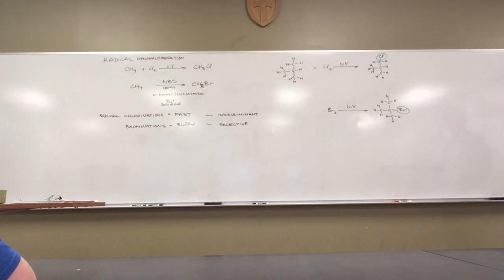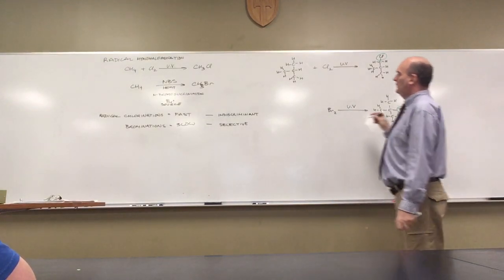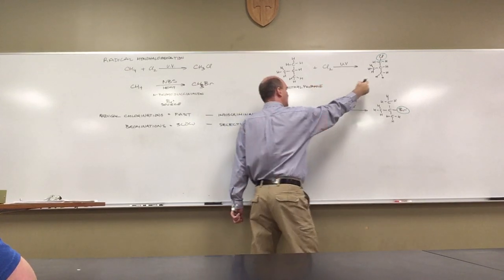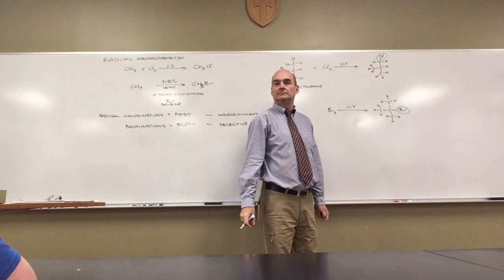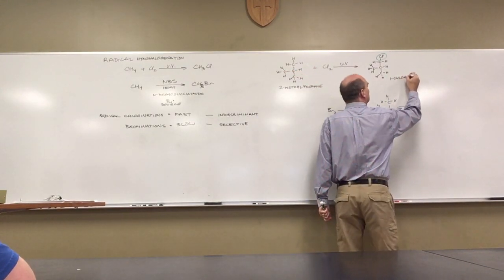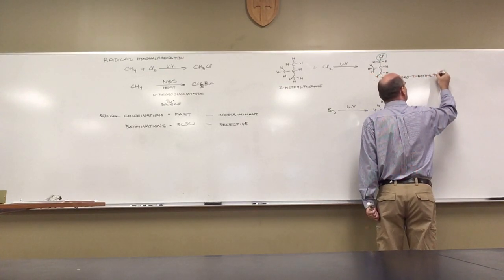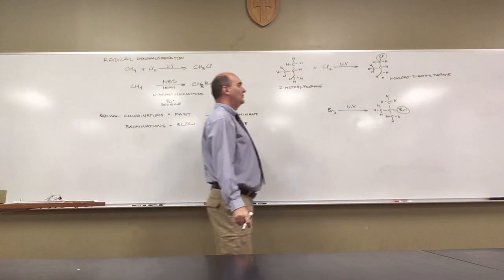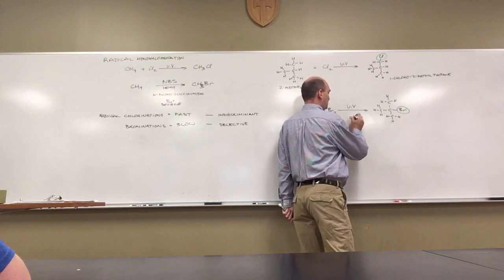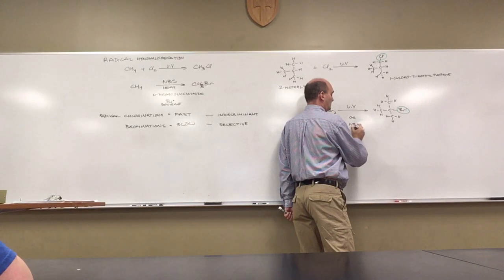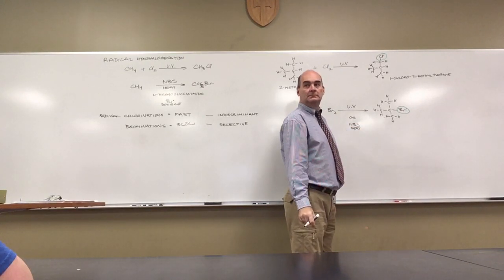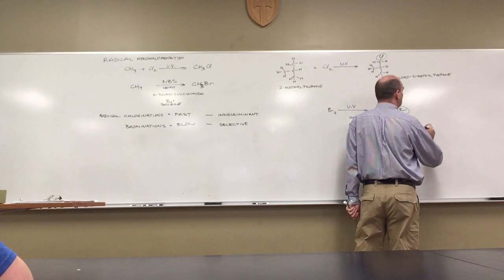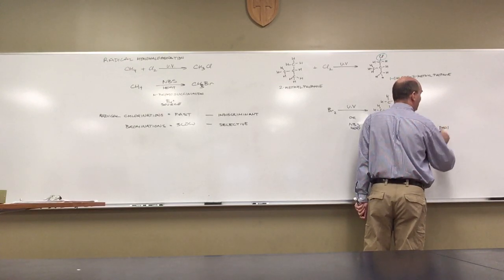What's the name of the product of the radical monohalogenation of 2-methylpropane? What's this called? 1-chloro-2-methylpropane. What's the name of the product of the radical bromination of 2-methylpropane? What's this called? 2-bromo-2-methylpropane. There's not a gap there. It looks like there's a gap.